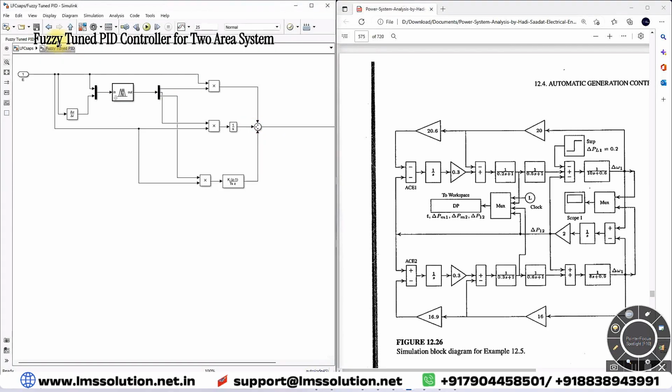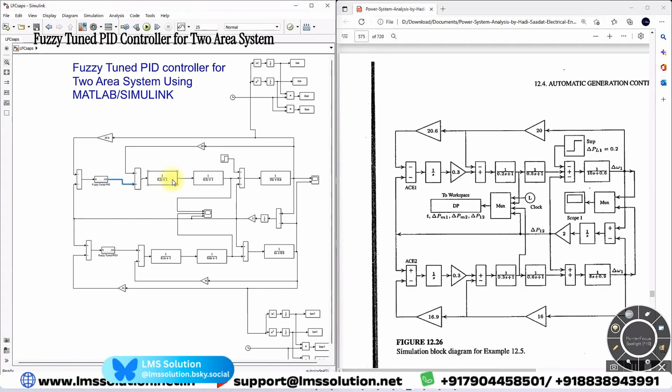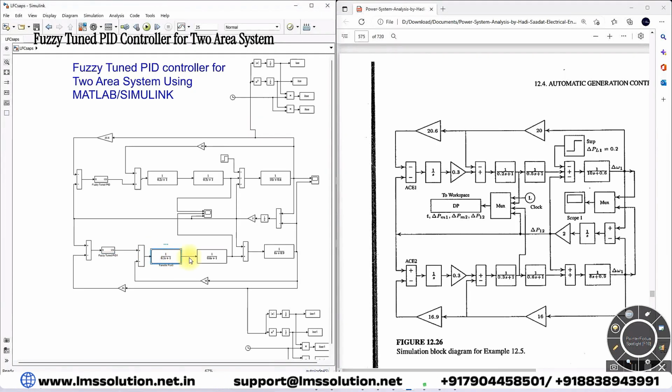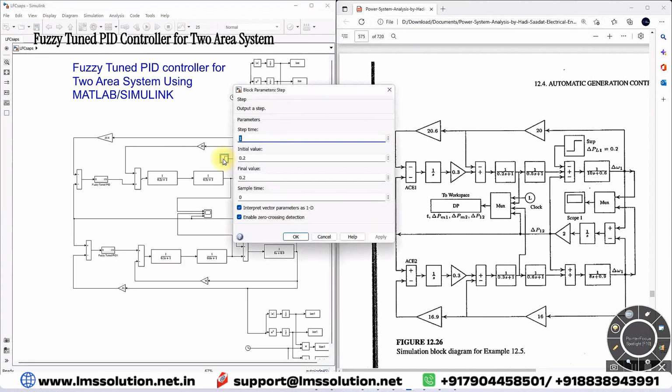That provides the command signal or control signal for the governor to maintain del omega 1 equal to 0. Here we are also using the same kind of fuzzy tuned PID controller. The fuzzy controller receives two inputs and provides three outputs, which are multiplied with the error signal and then summed. This provides the control signal for the governor, and it controls the system in order to maintain del omega 2 equal to 0. And here you can see that we are providing the change in load power.